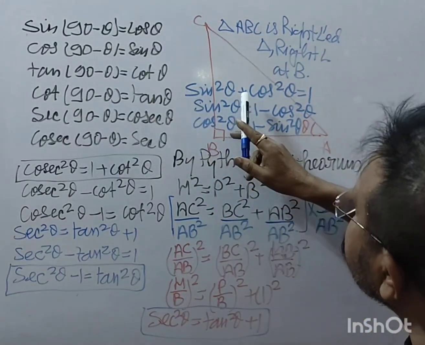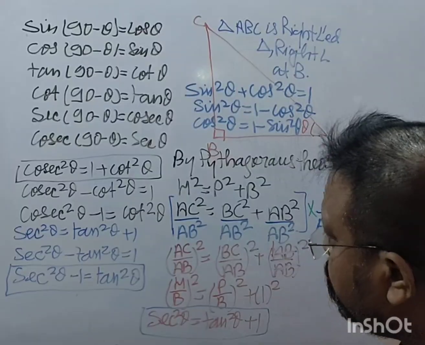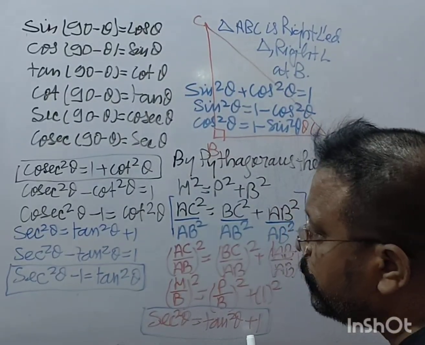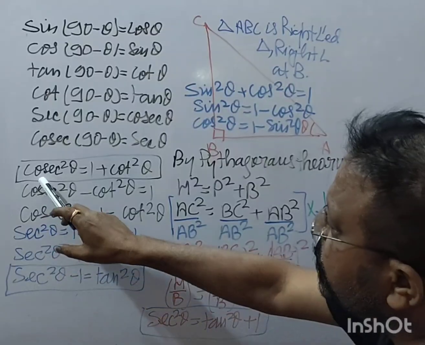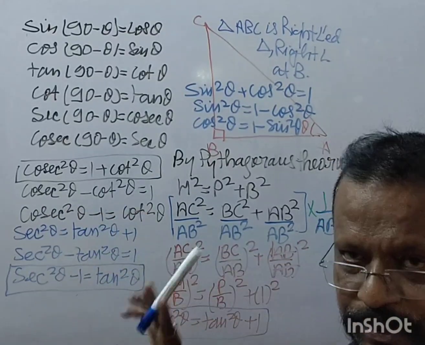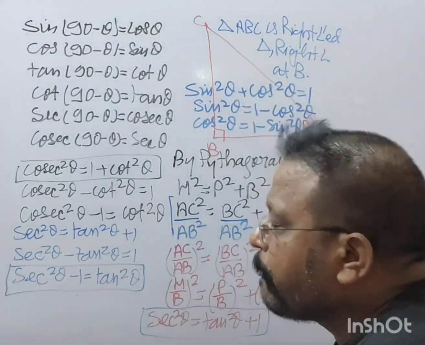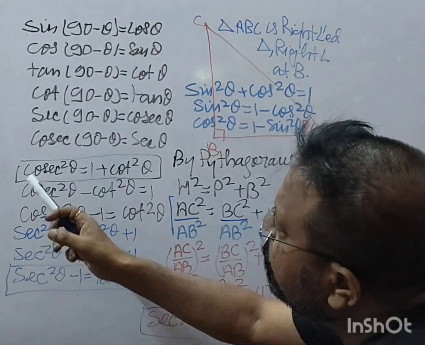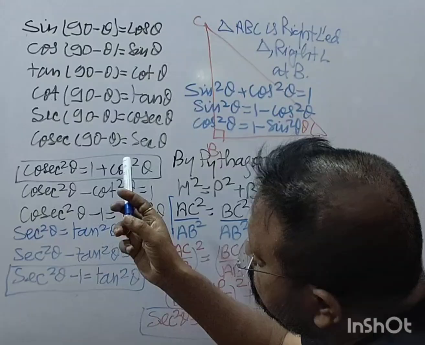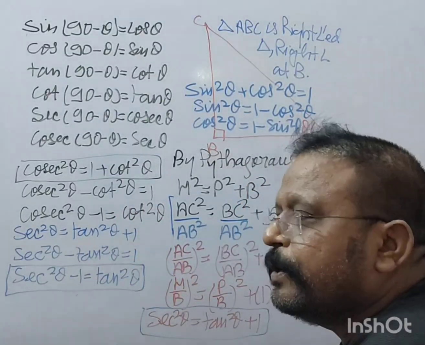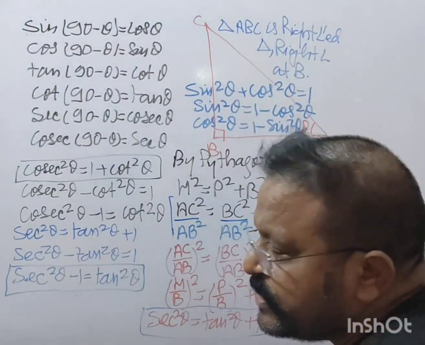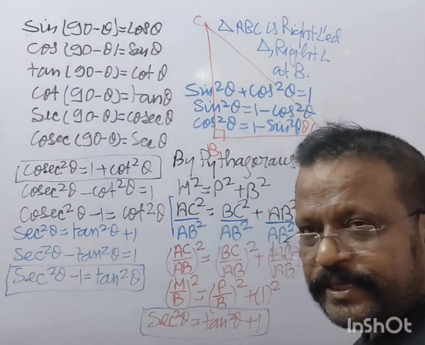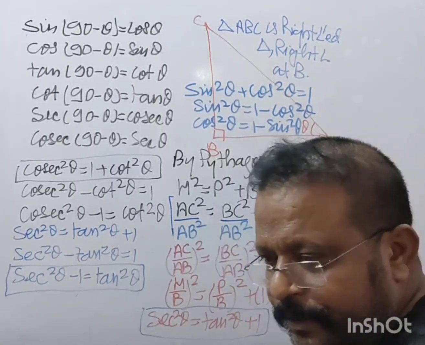Sin square theta plus cos square theta is equal to 1. You have to learn sec square theta is equal to tan square theta plus 1. You have to learn cosec square theta is equal to 1 plus cot square theta. Addition has the commutative property, so either you say cosec square theta is equal to 1 plus cot square theta, or cosec square theta is equal to cot square theta plus 1. The thing is same. Okay?